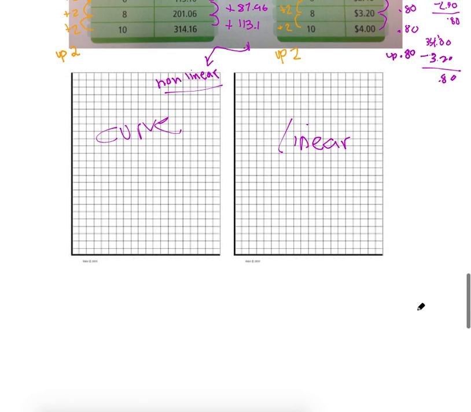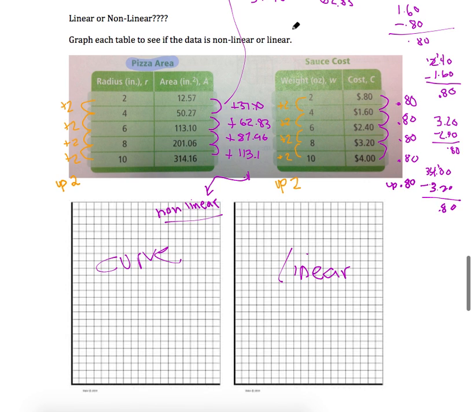And I think that's the end of the notes. So again, really, I think this is a good summary page here. On the left side, we see the changes are different for each step down the table. So that's going to give us our curve. And here the changes are the same for every step in the table, and that's going to give us a line.